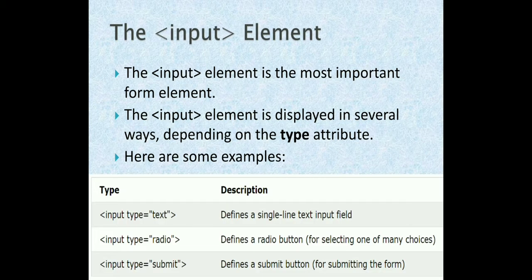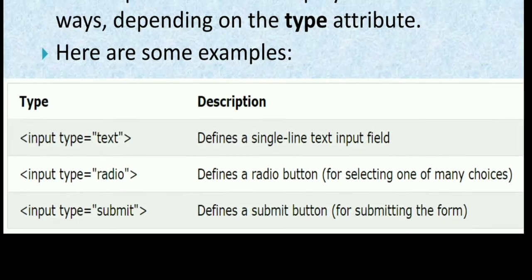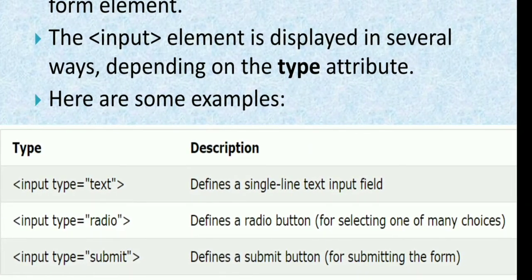For example, first of all, we'll discuss the input element. The input element is the most important form element. The input element is displayed in several ways depending on the type attribute. Here are some examples. Here you can see we have set the input type attribute as text. When we have set the type attribute as text, it will define a single line text input field.